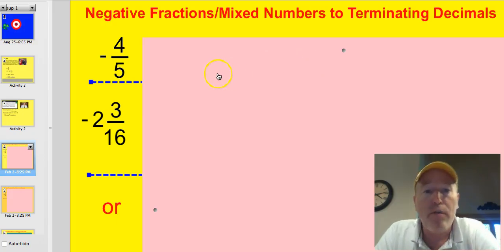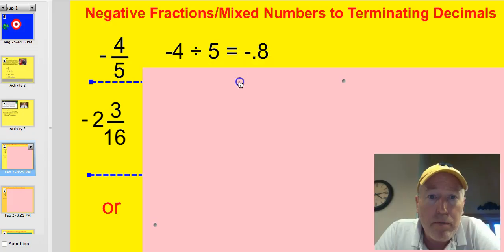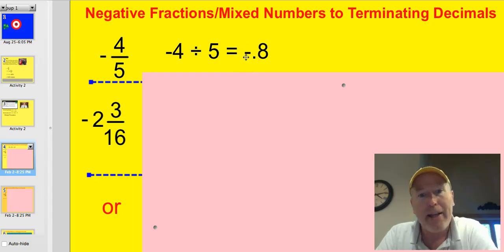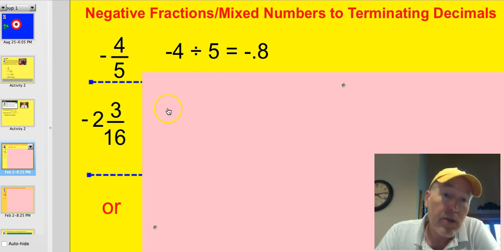So we have a negative 4/5, and we have to make that into a decimal. You can just take your calculator and do negative 4 divided by 5, which equals a negative 0.8. You can even just do 4 divided by 5, and remember that it's going to be negative 0.8.